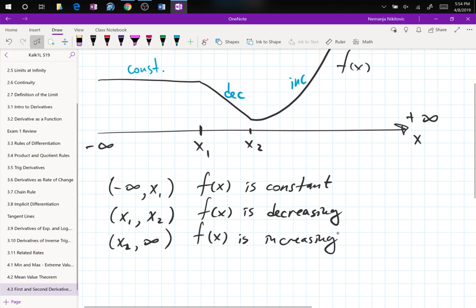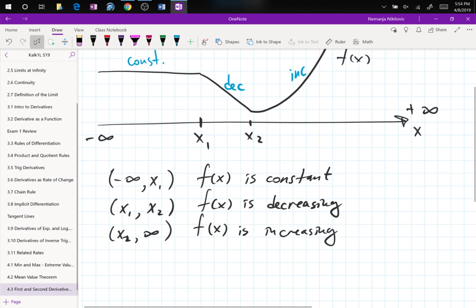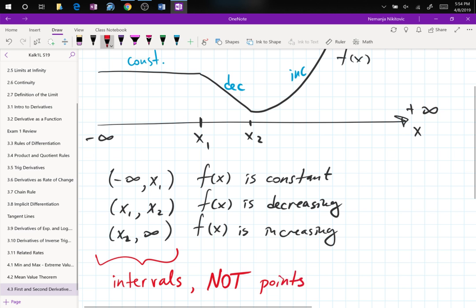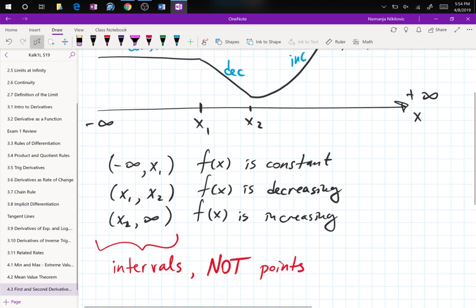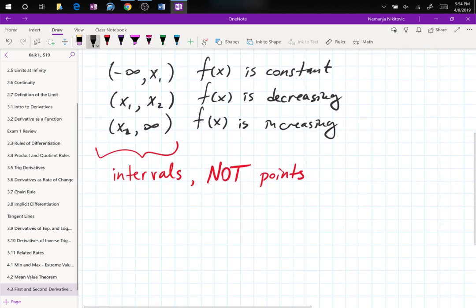And what's important is that all of these here are intervals, not points. Intervals. Interval on x-axis from x1 to x2, from A to B. Intervals on x-axis. So if you are supposed to provide an answer on the decrease of a stock market graph, right?